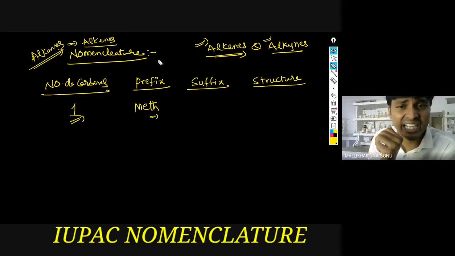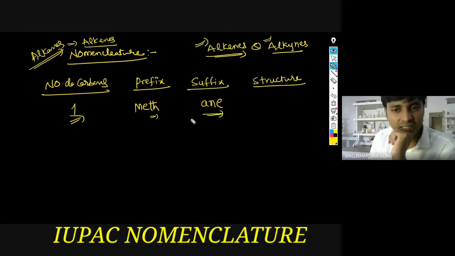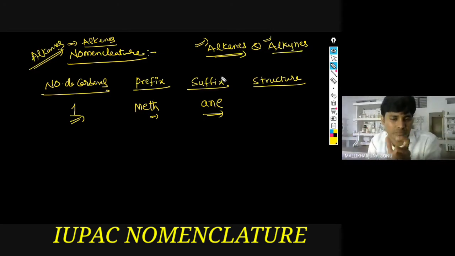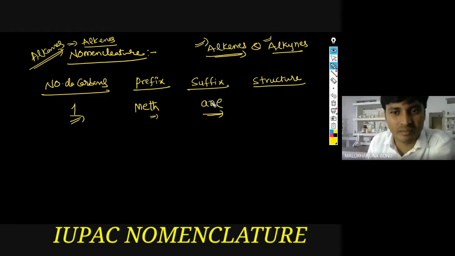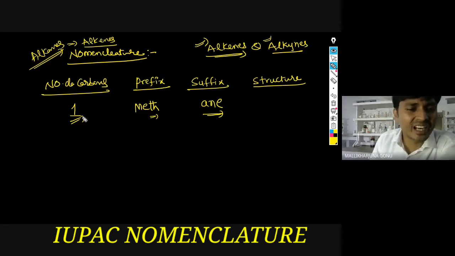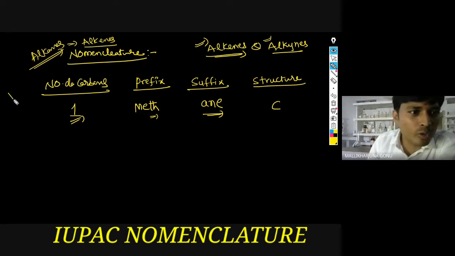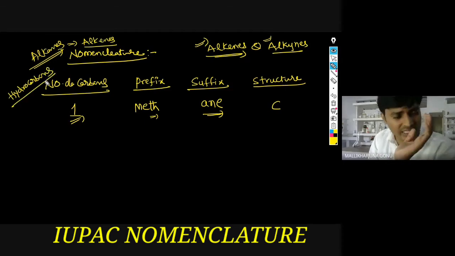In the case of alkanes, the suffix is ane. In the case of alkenes, the suffix will be ene. If it is alkynes, the suffix is yne. What is suffix? The word which comes at the end of that particular word. Methane. So how can you write the structure with number of carbon 1 and hydrogen? I will write carbon, and we are talking about hydrocarbons. Hydrocarbons means only hydrogens and carbons are there.